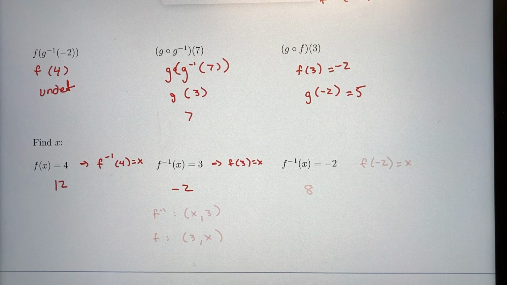Another way to think about it in terms of ordered pairs: f inverse has x comma 3 means f has the ordered pair 3 comma x. And f has the ordered pair 3 comma -2. F inverse of x is -2. Remember, this means f of -2 is x. So we go backwards, or forward, sorry, and that's 8.